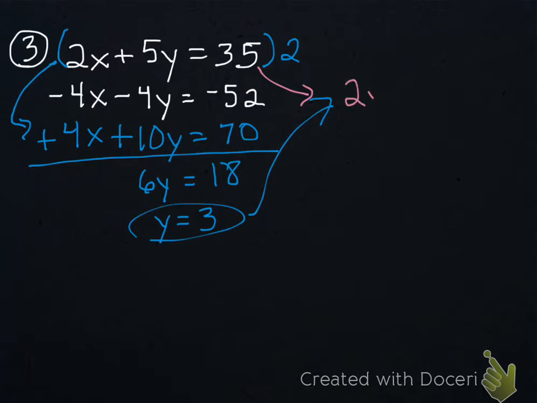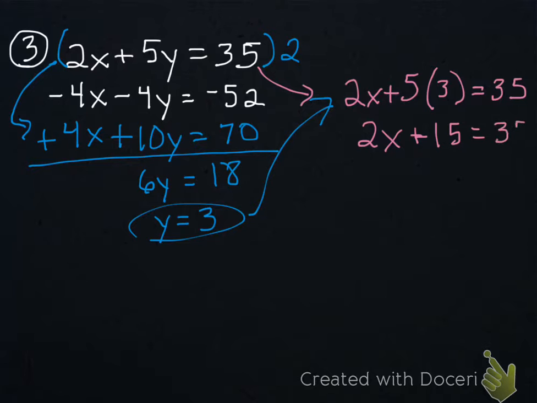So I have 2x plus 5 times y, which is 3, equals 35. 5 times 3 is 15, so 2x plus 15 equals 35. So subtract that 15 to move it over the other side, and we get 20. Divide by 2, x equals 10.